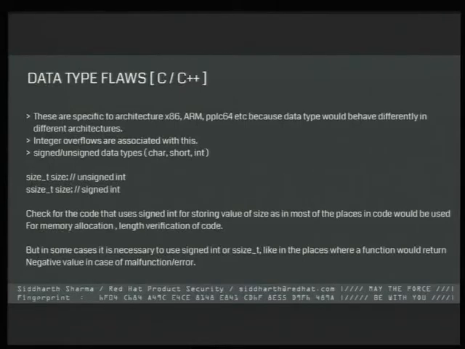So the next are the data type flaws. These are different on the different architectures you are working on. For example, x86 or ARM or any other architecture would be different because the data type handling or the size of the data type would be different. So integer overflows are associated with it. Signed and unsigned data types have major problems. You will see a lot of places where the developer uses size_t and ssize_t. So size_t is the unsigned data type, and ssize_t is the signed data type.